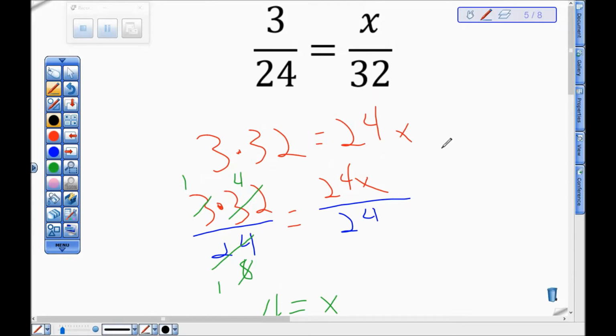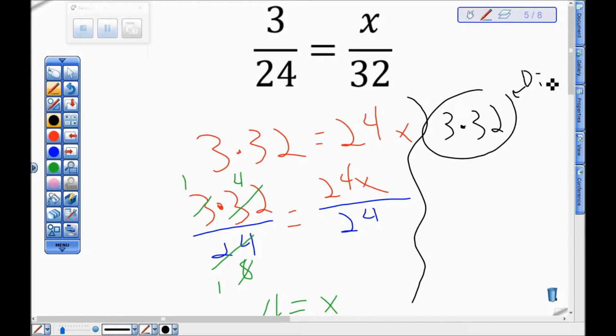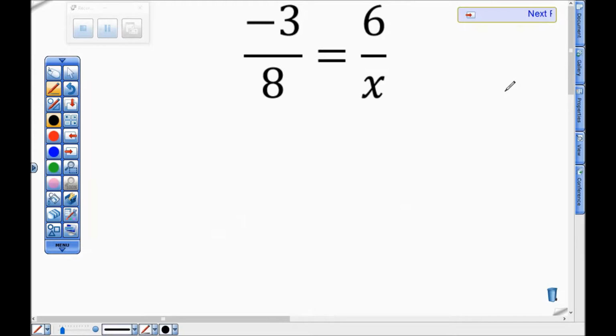Now, you may have noticed here, or after you've done a few of these, all I'm really doing to figure out what x is, I'm taking the two numbers diagonal from each other and I'm dividing by the number that wasn't diagonal from those, which here is that 24. Right? 3 and 32 are diagonal from each other. 24 is the other guy. 3 times 32 divided by 24 gives me my answer, which is what I get through my work as well. Okay, so that's a shortcut. If you do a ton of proportions, you'll start to see that. If you don't, it's okay. Remember, do your cross products, and then divide.